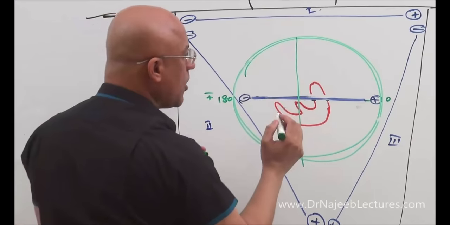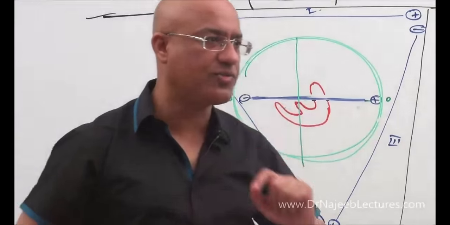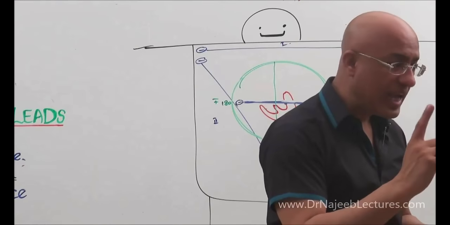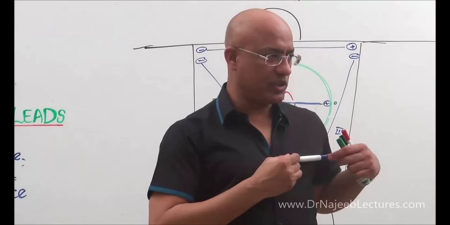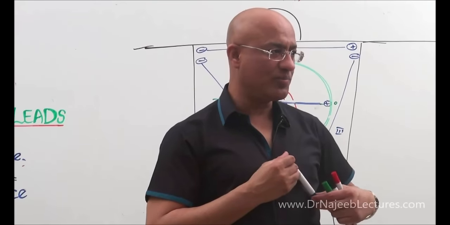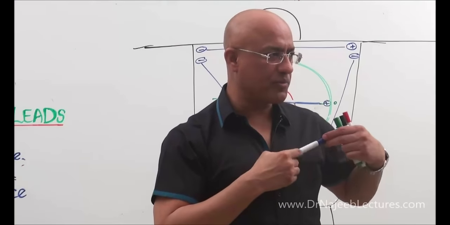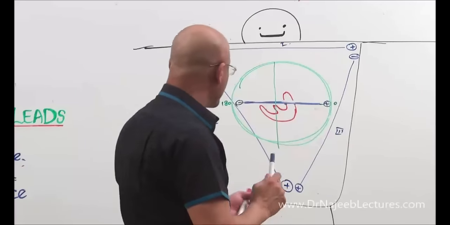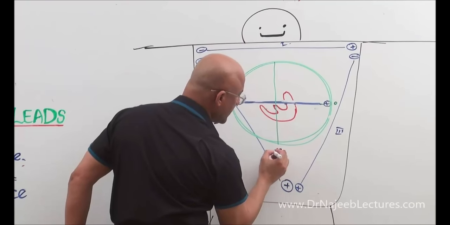Now conventionally, when we are talking about the orientation of the axis of the leads in the frontal plane, this is 0 degree horizontal. As you move downward, you put a plus sign, because normally it is directed downward and leftward. If you are moving from here upward, we put a negative sign. So now imagine, if this is 0, then this should be plus 90.